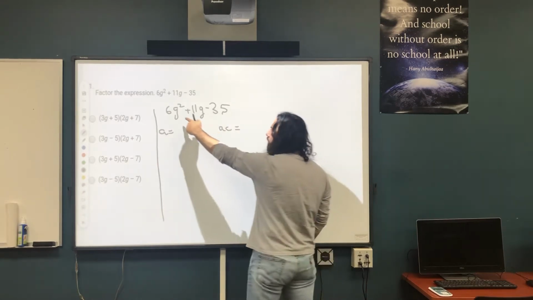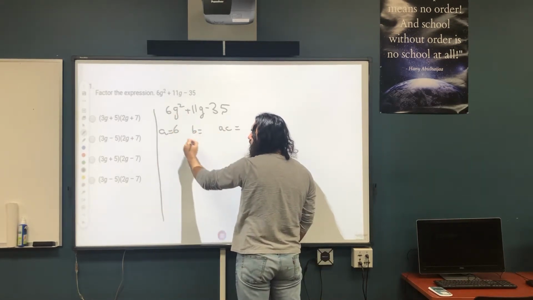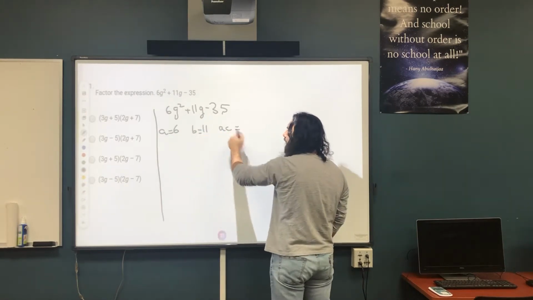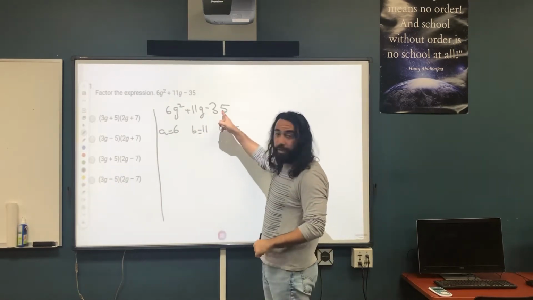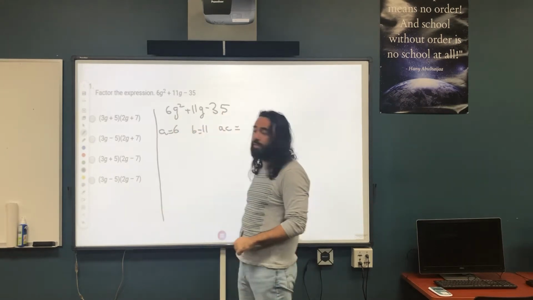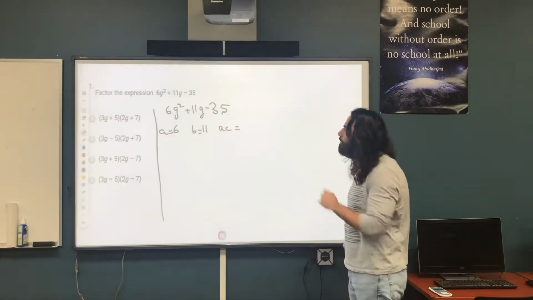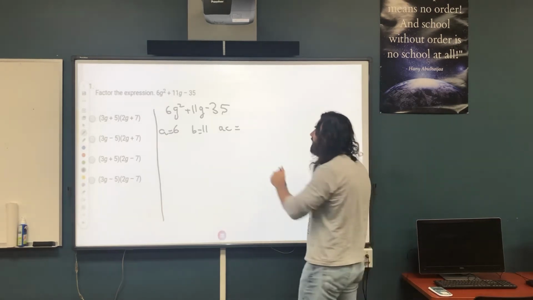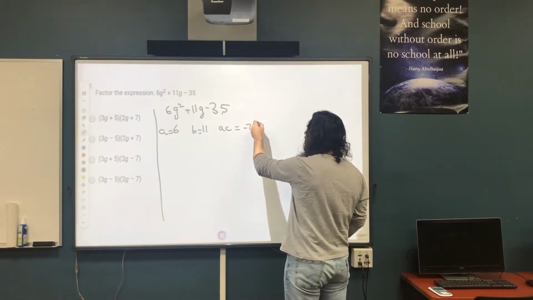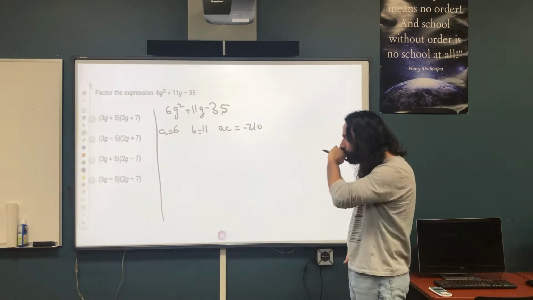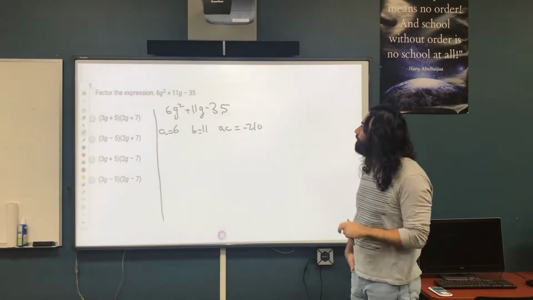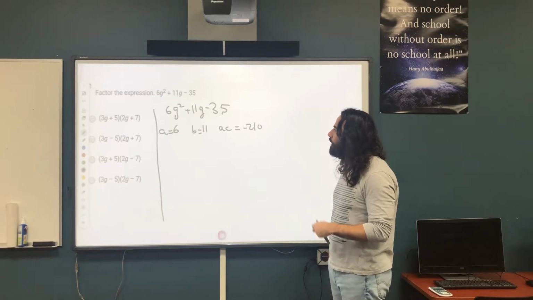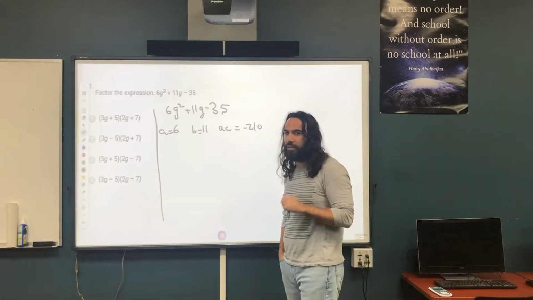A is the coefficient of the first term, which is 6, from 6g squared. B is the coefficient of g, which is 11. And ac: c is negative 35, and you multiply it times 6. So negative 35 times 6 is negative 210. Yes, negative 210.